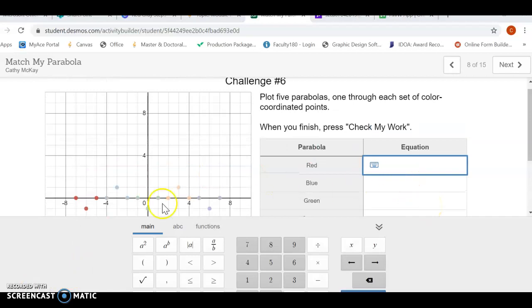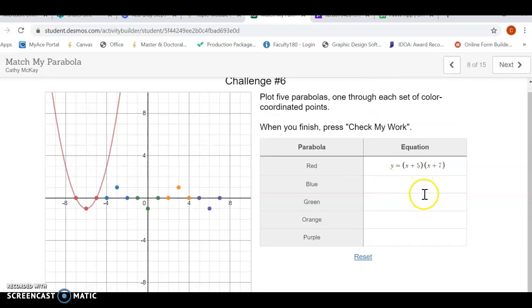So now let's look at the red one, and we have the one at -5, and we have the other point at -7. So I am going to do y equals, and then parenthesis, x + 5, and then x + 7. And now I'm going to check my work, and that parabola goes through. Now, the reason why I chose +5 and +7 is, and I believe you read this in your learning, we call that the zero property principle.